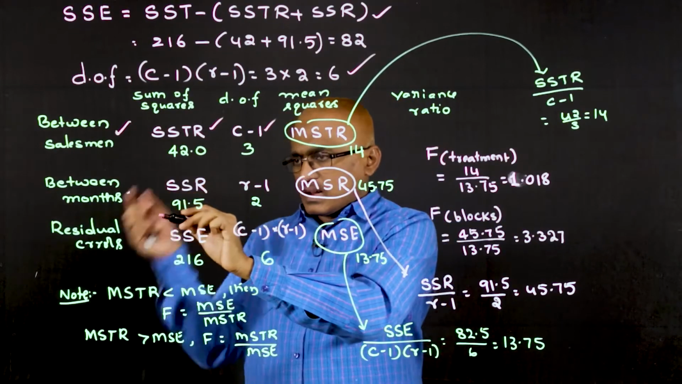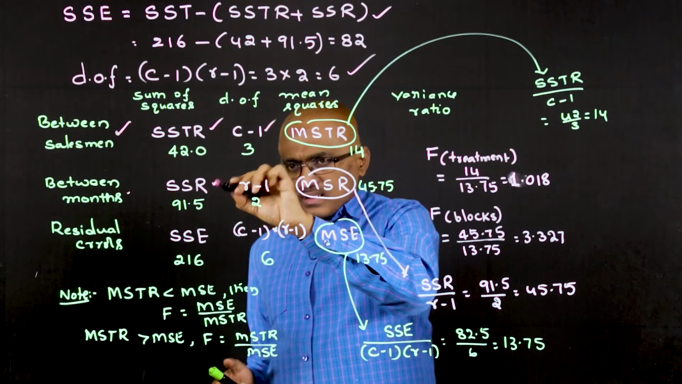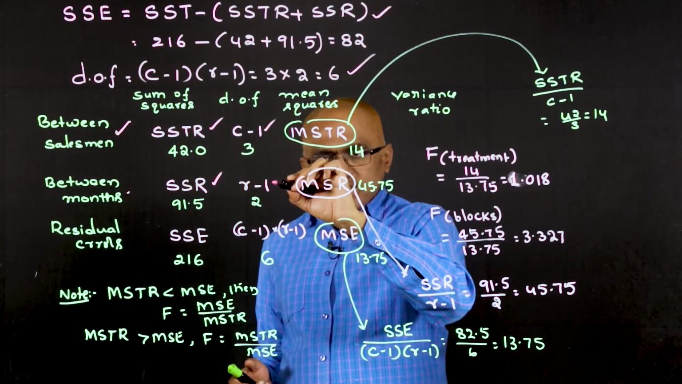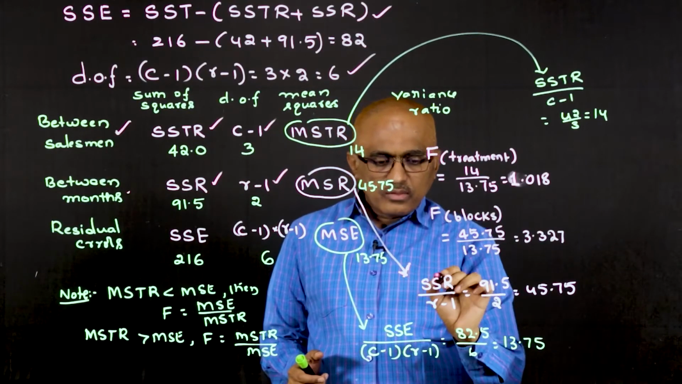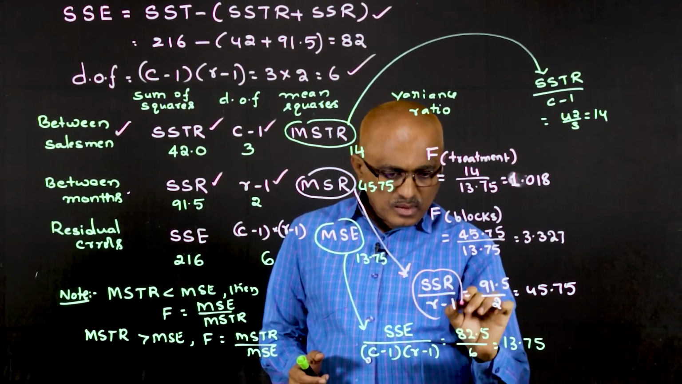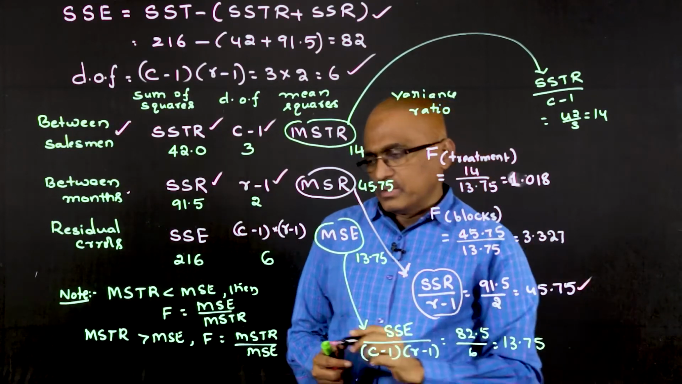Similarly, between months, that is between rows, we had SSR as well as the corresponding degrees of freedom, that is R minus 1, and also MSR, which we get with the help of SSR by R minus 1. Then we got this 45.75.